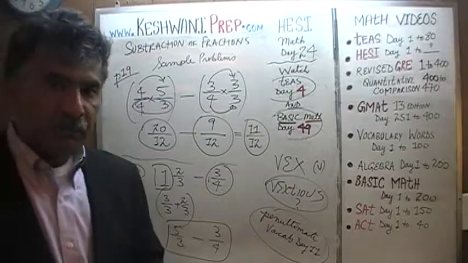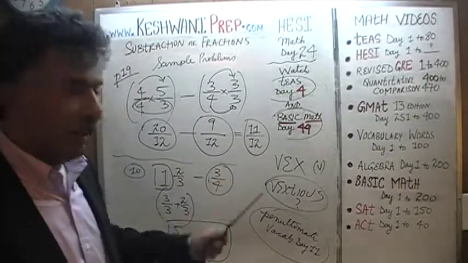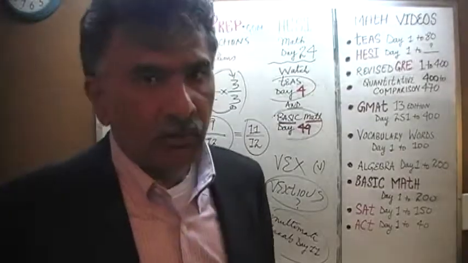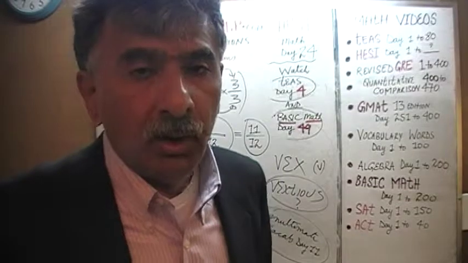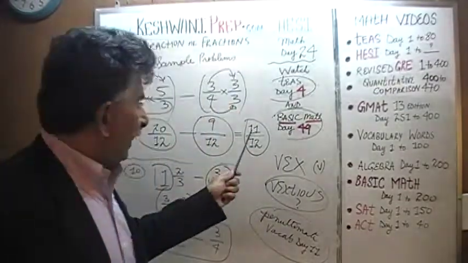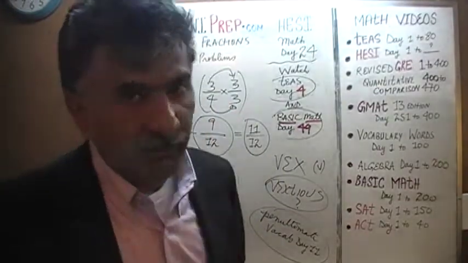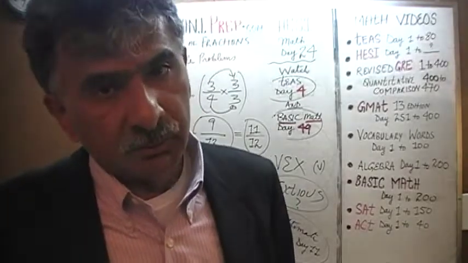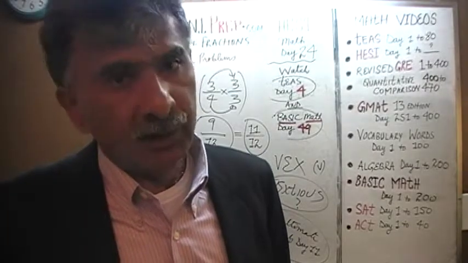Had it been an improper fraction, had the top been more than the bottom, we would have had to convert this into a mixed fraction, or had we found that the top number and the bottom number have a common factor, we would have had to reduce it. We have to do neither here.